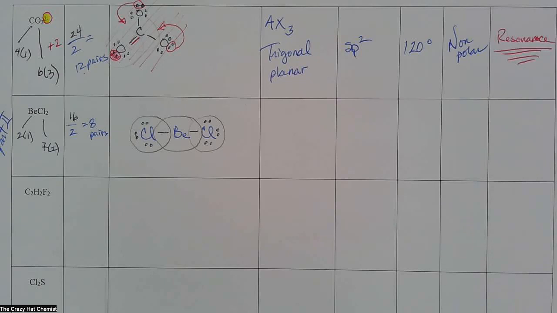follow the octet rule. And it just so happens that beryllium and boron, so boron and beryllium, are two elements that can be and are many times frequently electron deficient. So that means that this is okay.